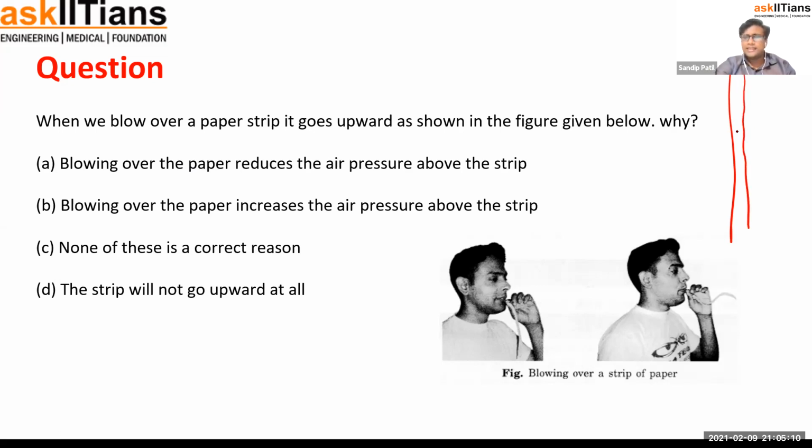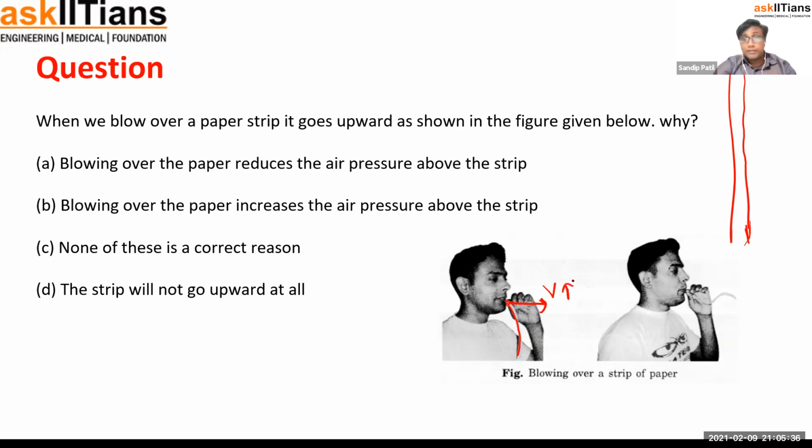We can call this a paper strip. And now what is this person doing? He is blowing the air, keeping the strip closer to the mouth, and blowing the air above. Right? Now what should happen, and what is happening in this case? If he is blowing the air like this, what can we say? The velocity of air becomes more.